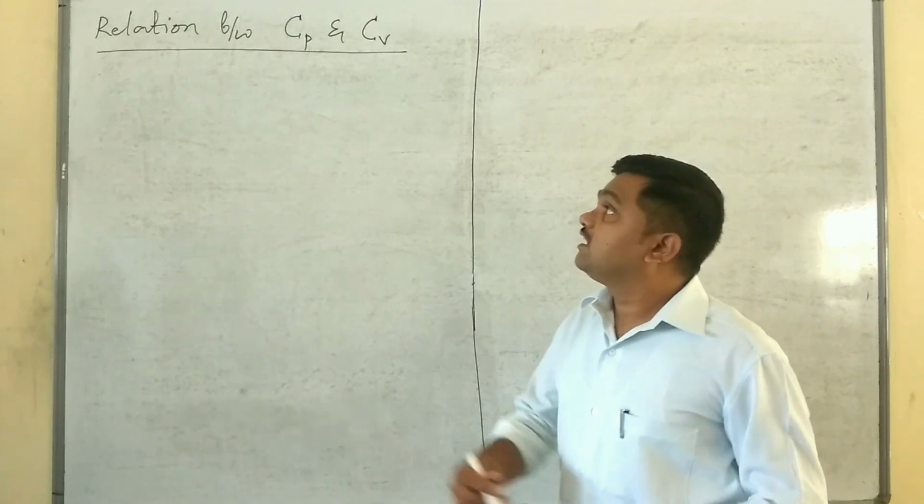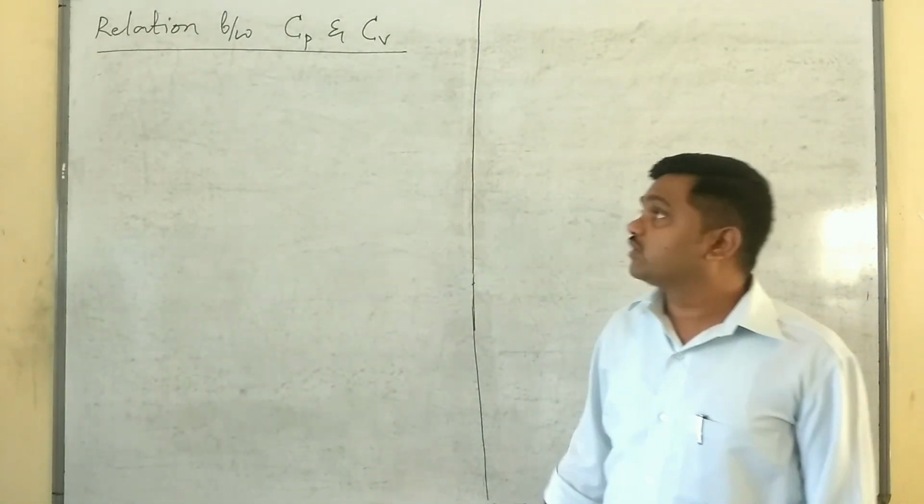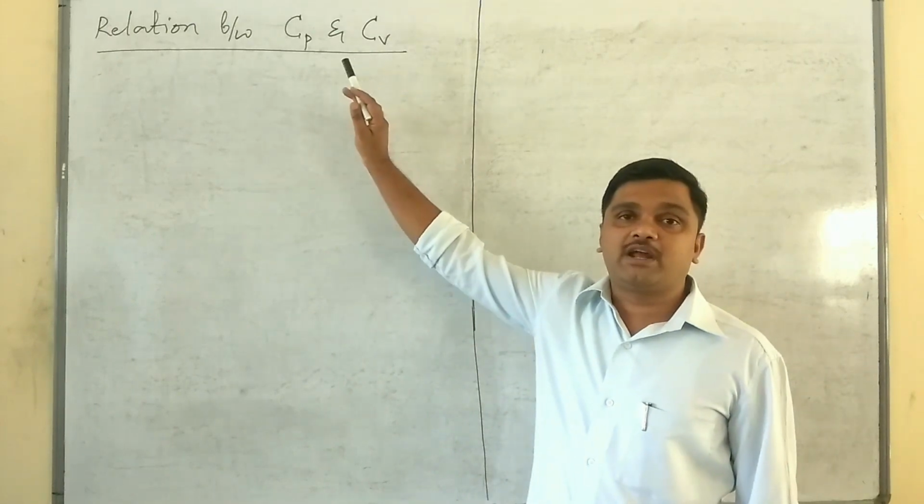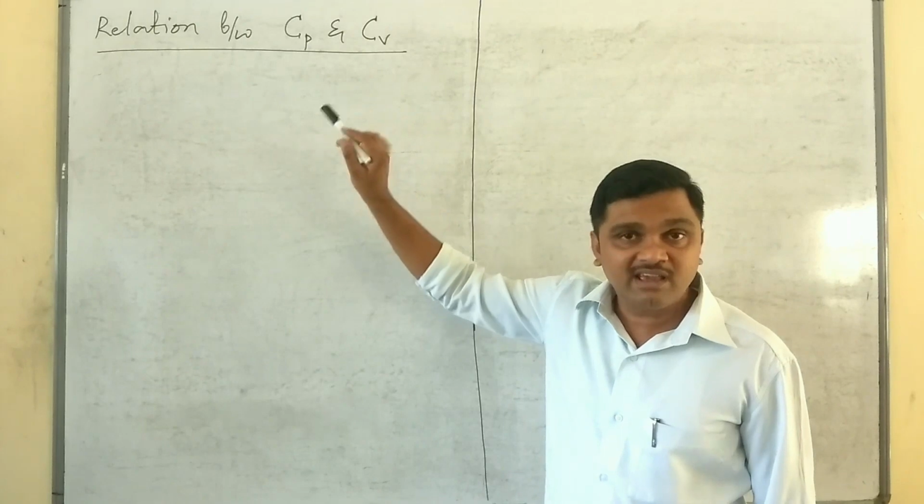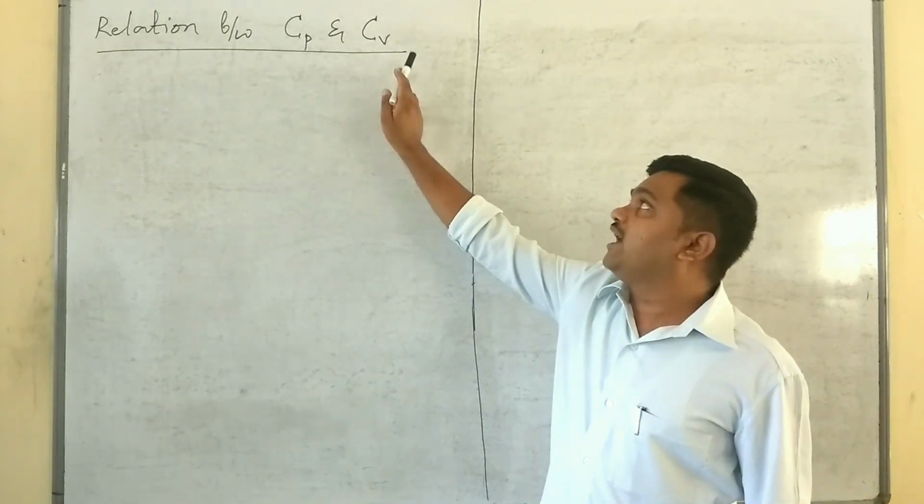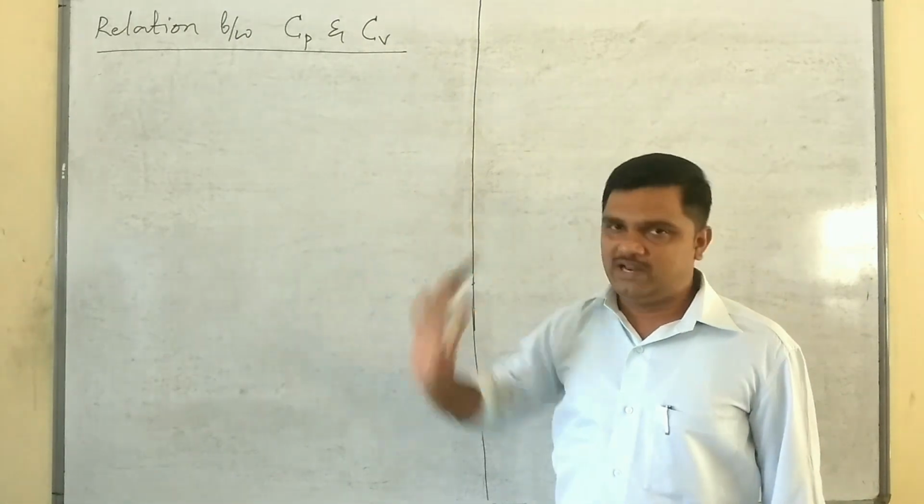In this class, let us discuss the relation between Cp and Cv. In the last class, I explained about Cp and Cv. Cp means molar heat capacity at constant pressure, and Cv means molar heat capacity at constant volume.